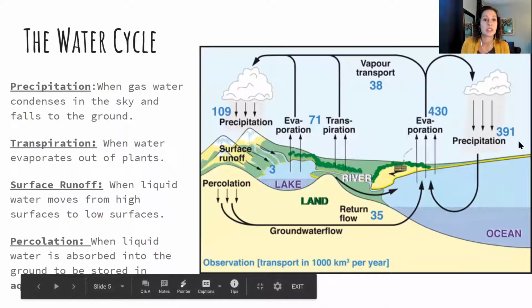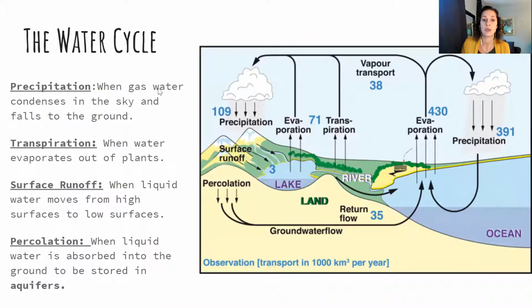The water cycle uses these terms where there's precipitation when the gas water condenses in the sky and falls to the ground. So we would see this as rain, sleet, snow, hail, etc. There's transpiration. That's when water evaporates off of the plants. You can see that happening here. There's also surface runoff. Surface runoff is how after the water or the precipitation, however form it takes, runs off, typically as water, and it moves from a high to a low surface. So gravity is allowing that water to move to a lake and then maybe down a river into the ocean or into a reservoir instead of a lake.